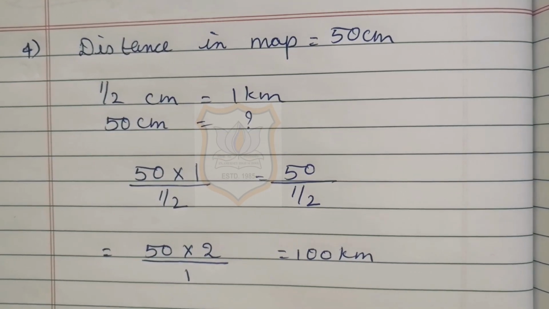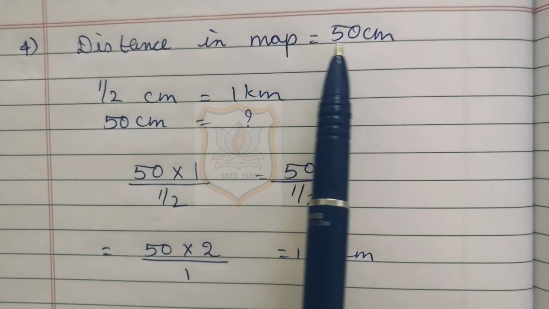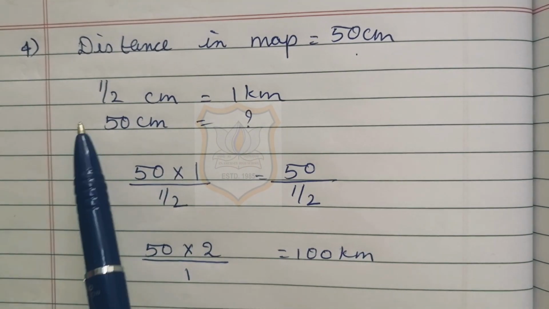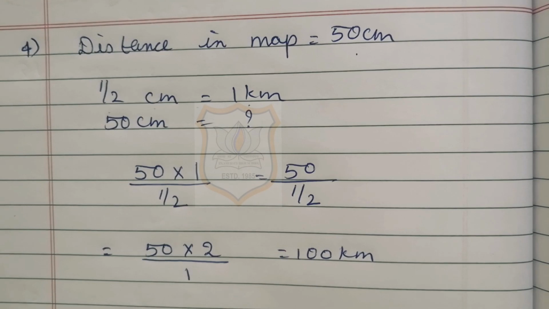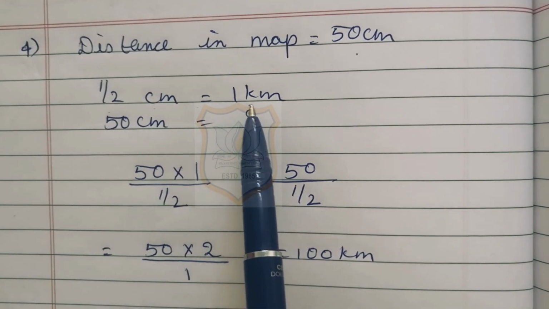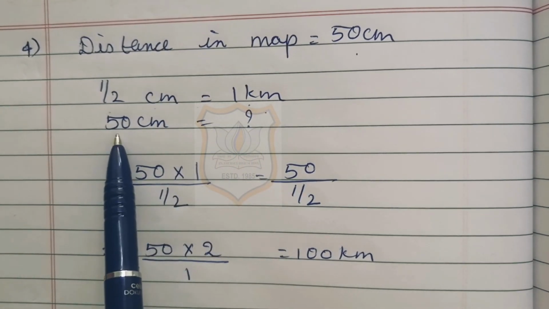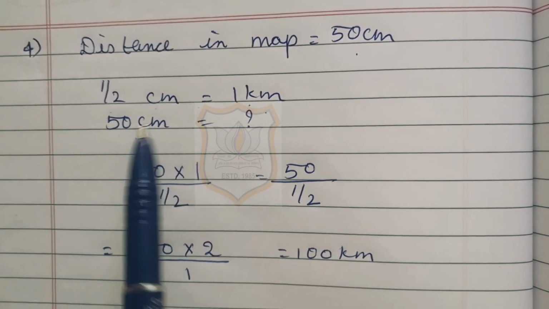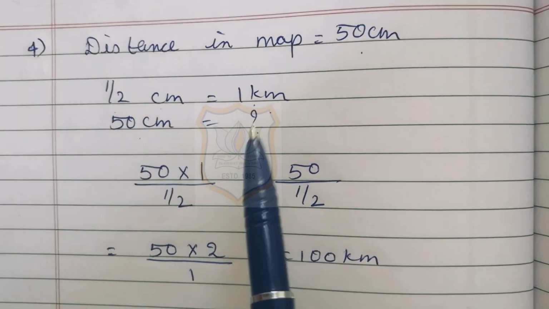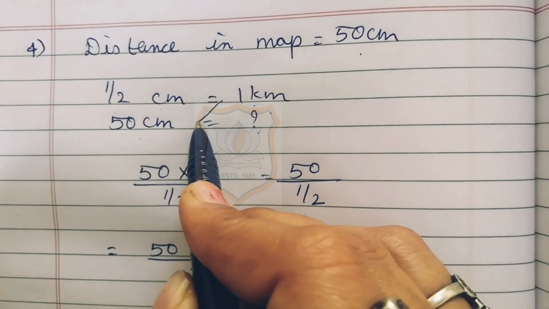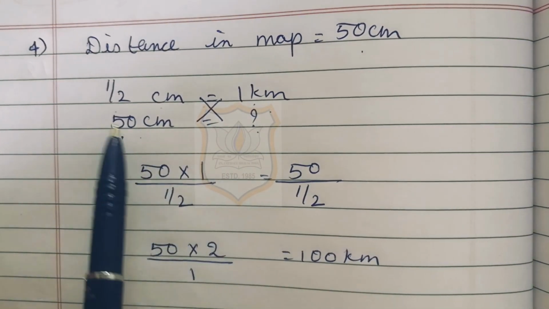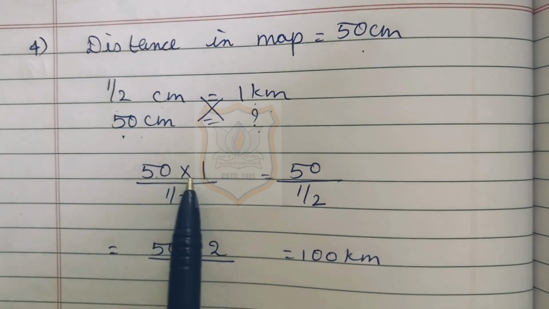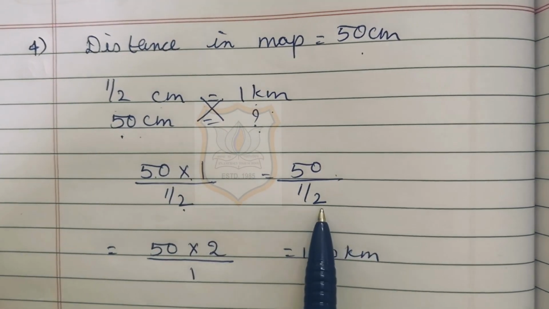Now solution for sum number 4. Distance in map is equal to 50 centimeters, which is given in the table, and the scale is half centimeter is equal to 1 kilometer. If we are covering half centimeter distance in map, then we have covered 1 kilometer real distance. So here we have to find out the real distance. Again we will use the cross multiplication method. We will multiply this 50 and 1. Here we will write 50 multiplied by 1 and half we will write here.